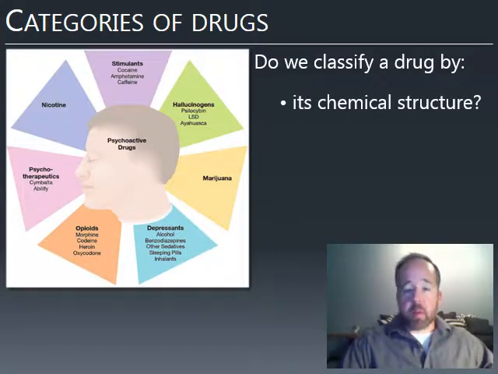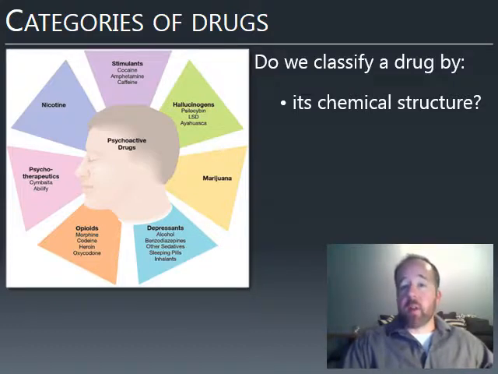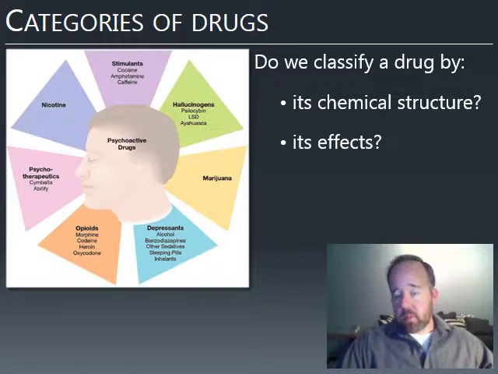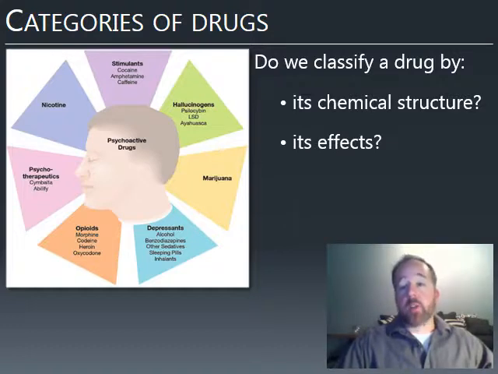Do we look at its chemical structure? That is, its molecular configuration. There are a lot of drugs that are very similar to one another chemically. And oftentimes they have similar effects. But is it the chemistry that we should focus on? Or is it the behavioral effects? Is it what the person's behavior, what their perception becomes as a result of using the drug?